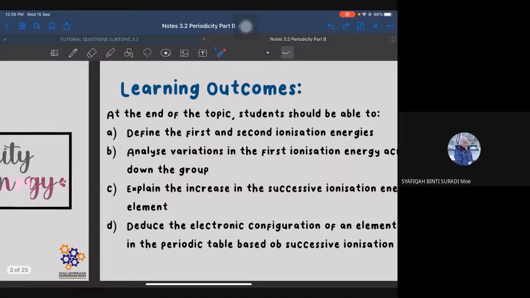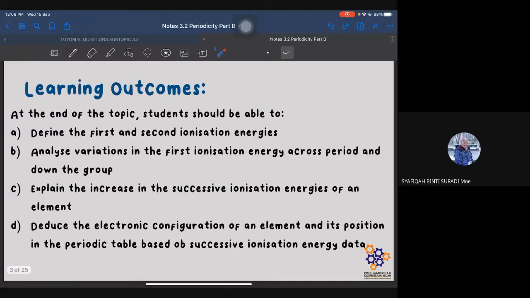So, kita nak tengok learning outcomes yang kita akan cover untuk subtopic part B adalah kita akan define the first and second ionization energy which we already have covered during your lecture last week. Okay, masa hari Khamis. Okay, ni kita akan tengok analyze variation in the first ionization energy across the period and down the group. So, trend yang kita akan analyze adalah untuk first ionization energy sahajalah.